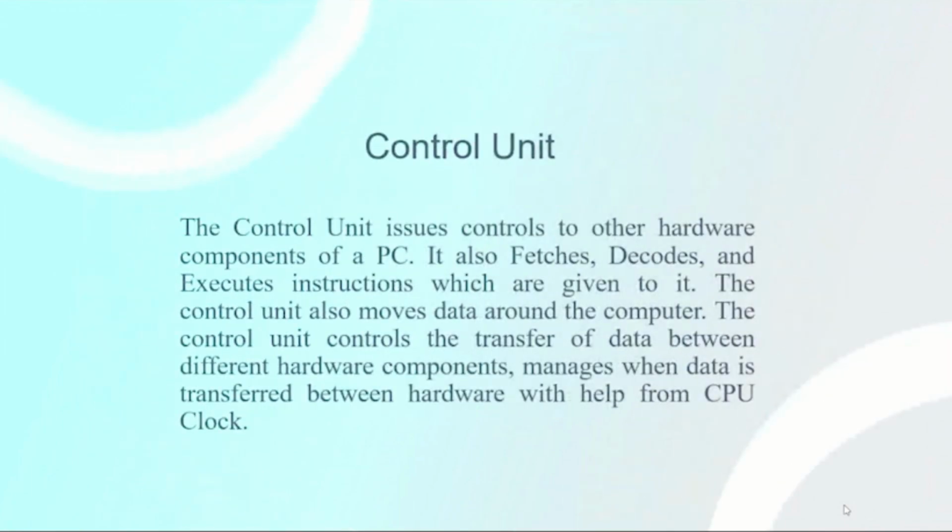Next, the control unit. The control unit, which we also spoke about earlier, controls other hardware components of a PC. It fetches, decodes, and executes instructions that are given to it. The control unit is also used to move data around the computer between the components. It controls the transfer of data between different hardware components, and it also manages when data is transferred between the hardware with help from the CPU clock.